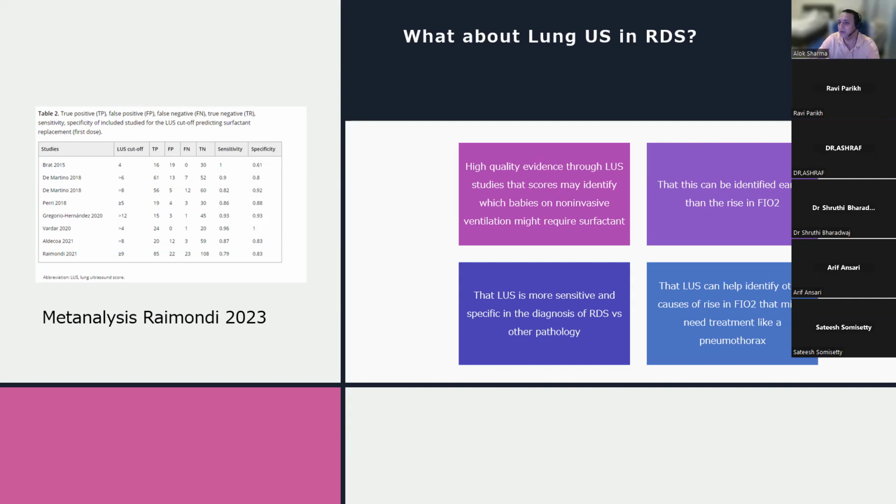So not only can you diagnose RDS, you can diagnose comorbidity, but more importantly, what these studies also demonstrate is that by using a lung ultrasound score, you can actually determine when the first dose of surfactant should be given. And as I will describe to you, this can be done much more quickly than with FiO2 and clinical parameters alone.